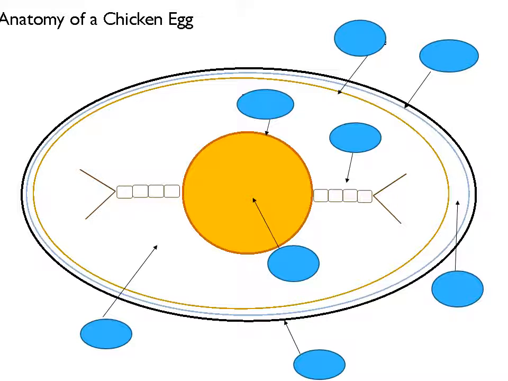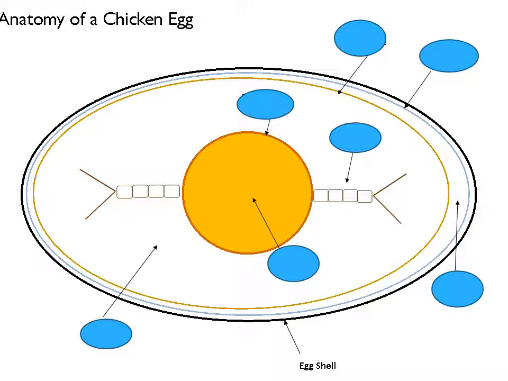As you can see here, we have the anatomy of a chicken egg, and we're going to talk about the 8 main parts of the chicken egg and how they connect to each other and what purpose they have in hatching a baby chick. And of course, the first part that we're going to talk about is the eggshell.